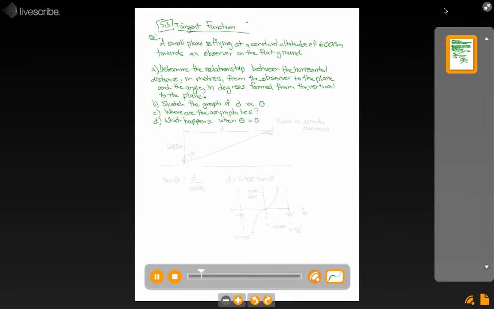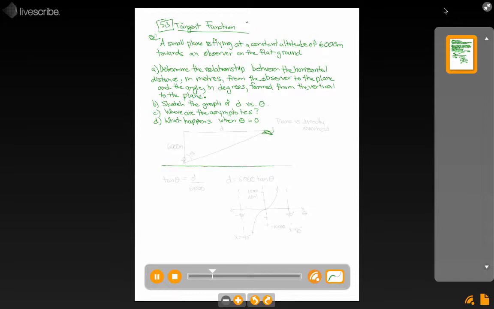the first thing we're asked to do is determine the relationship between the horizontal distance in meters from the observer to the plane and the angle in degrees formed from the vertical to the plane. So we'll draw a picture so that makes a little more sense. B will be asked to sketch the graph of d versus theta. We'll be asked where are the asymptotes and what happens when theta equals 0.